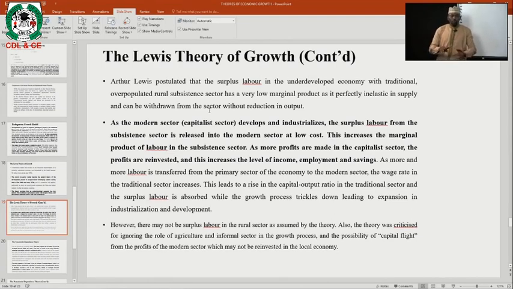So one of the criticisms of this theory is that it neglects the agricultural rural economy and the possibility of capital flight even from the modern sector. That is, if it focuses on the modern sector, as the modern sector develops, it is possible that the capital being generated may not be reinvested in the modern sector or in the modern domestic economy.